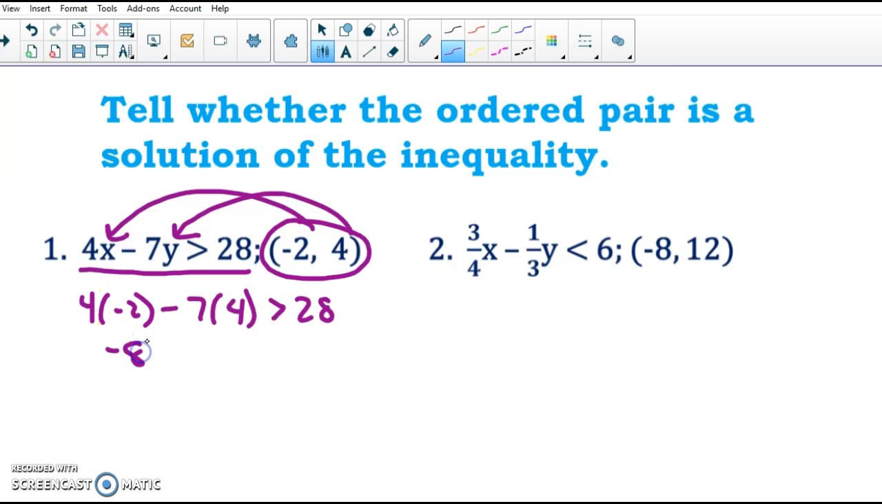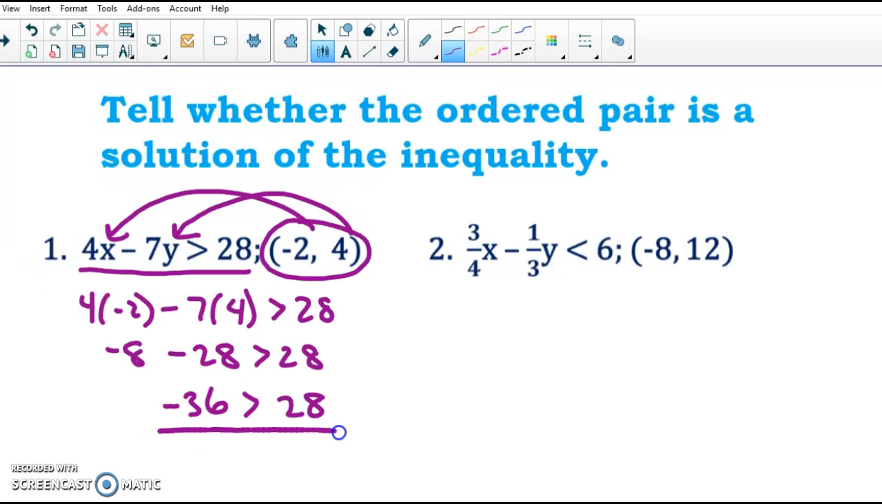4 times -2 is -8. -7 times 4 is minus 28. So as I subtract to further simplify, -8 minus 28 is -36. And I cannot simplify anymore, so I'm down to a statement. -36 is greater than 28. That, of course, is not true, so the answer is no. This point, this ordered pair, is not a solution of this inequality. Let's check out number 2.